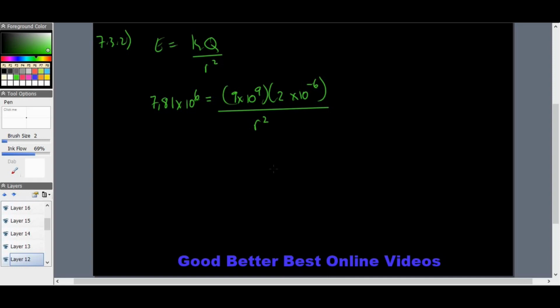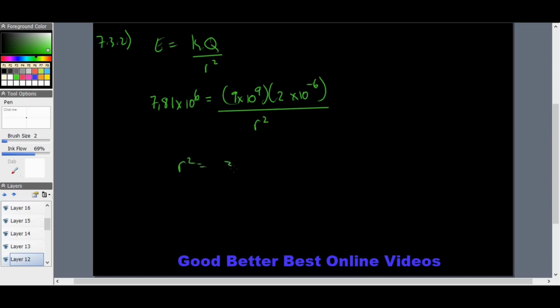Basically we rearrange the formula, and I'm just going to enter this on my calculator quickly. 9 times 10 to the 9 times 2 times 10 to the negative 6, all over the net electric field of 7,81 times 10 to the power of 6. Let me see, what have I done wrong here? I put the bracket on top by the exponent. There we go.